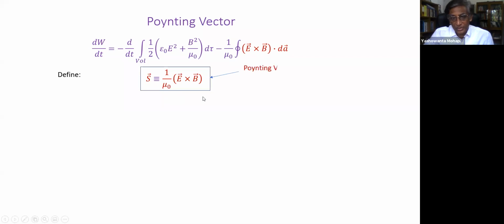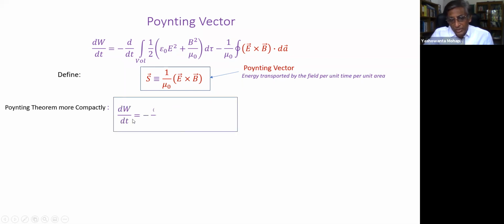Now let's write it down. This is the Poynting vector, and what is it in terms of work? Energy transported by the field per unit area. That's really the definition of a flux of a quantity. Now, Poynting's theorem can be written more compactly once I've defined this. I've already defined this integrand as u, so I can write dW/dt as minus d by dt of u. This is the energy density, and this is the energy flux. In terms of energy density and energy flux, that's the compact expression for the Poynting theorem.